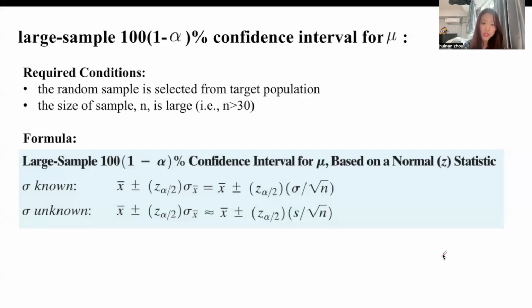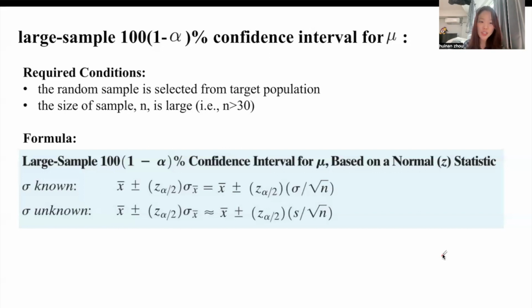Because due to the central limit theorem, this condition guarantees that the sampling distribution of X bar is approximately a normal distribution. And also for large n, the sample standard deviation S will be a good estimator of the population's standard deviation sigma.